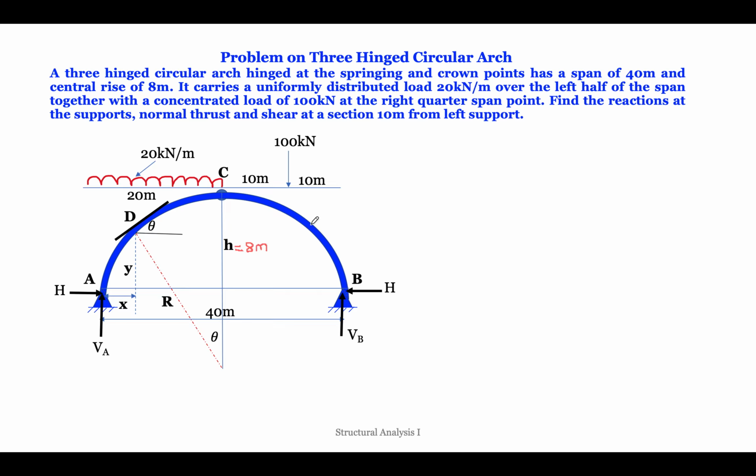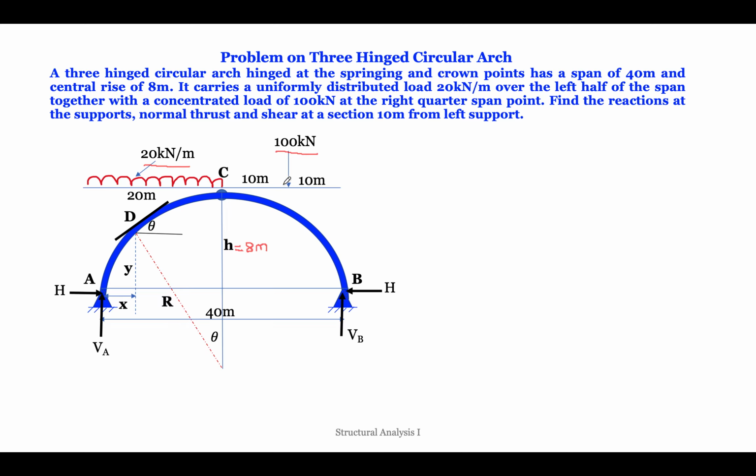It carries a uniformly distributed load of 20 kilonewton per meter over the left half of the span. So this is the left half of the span, together with a concentrated load of 100 kilonewton at the right quarter span point. Right quarter means this is the right side of the span and it's at the quarter.